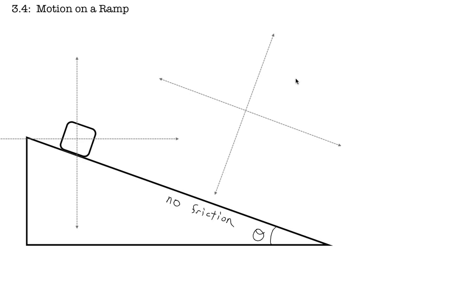Section 3.4 is called motion on a ramp, but it could really just as easily be called axis systems can rotate. So what I'm trying to say by that is we're going to study the motion of a block on a ramp that has no friction. It's completely smooth. And if we look at a typical axis system, I'll move this one over to the side.